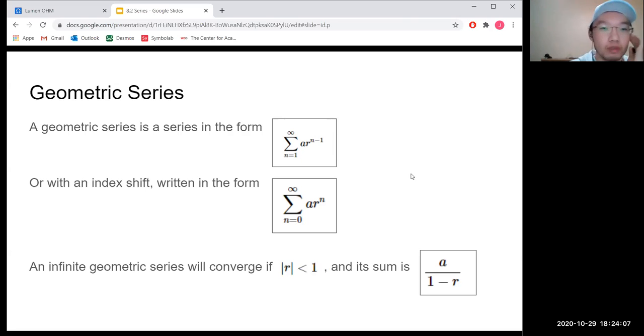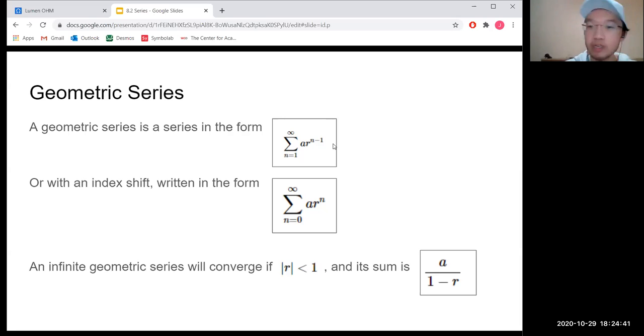So the regular way we write a geometric series is the first way over here. So it's a times r to the n minus 1, right? But that notation implies that you have a starting index of 1. So the first notation is summation as n equals 1 to infinity of a times r to the n minus 1.